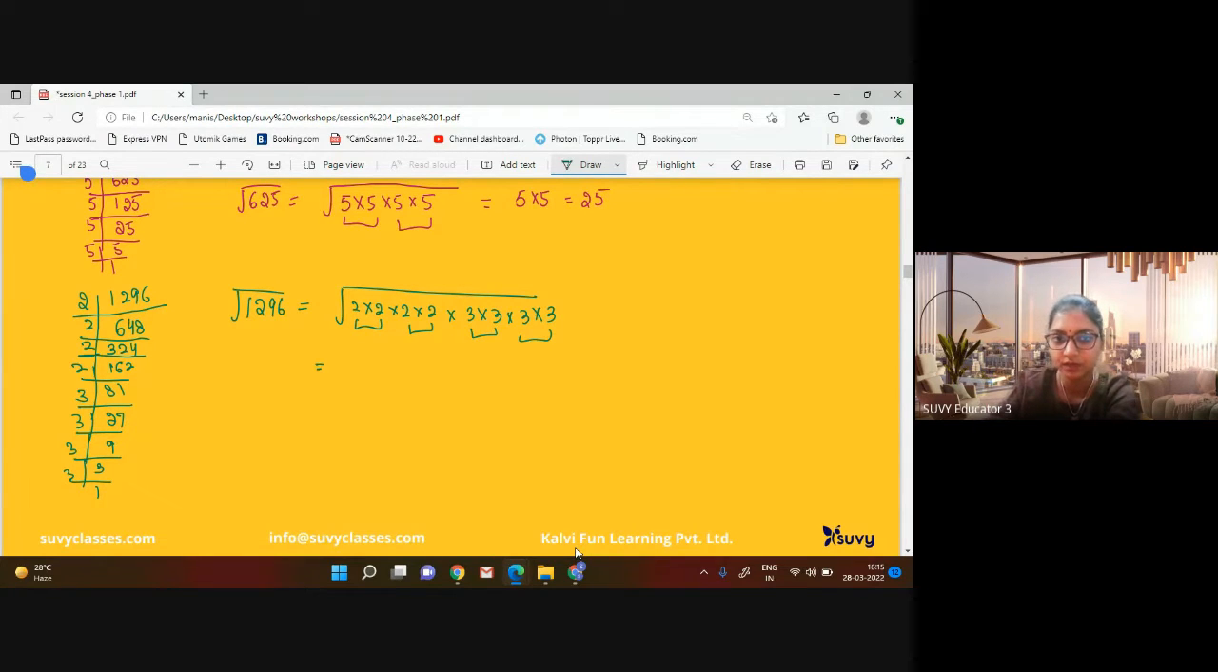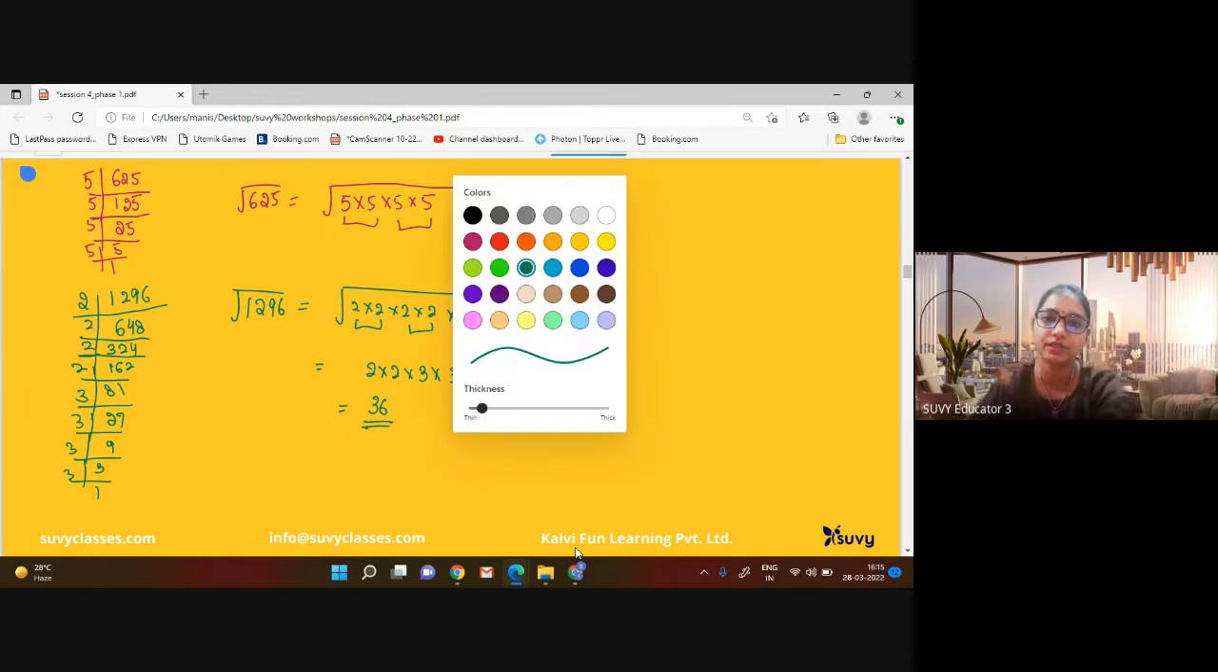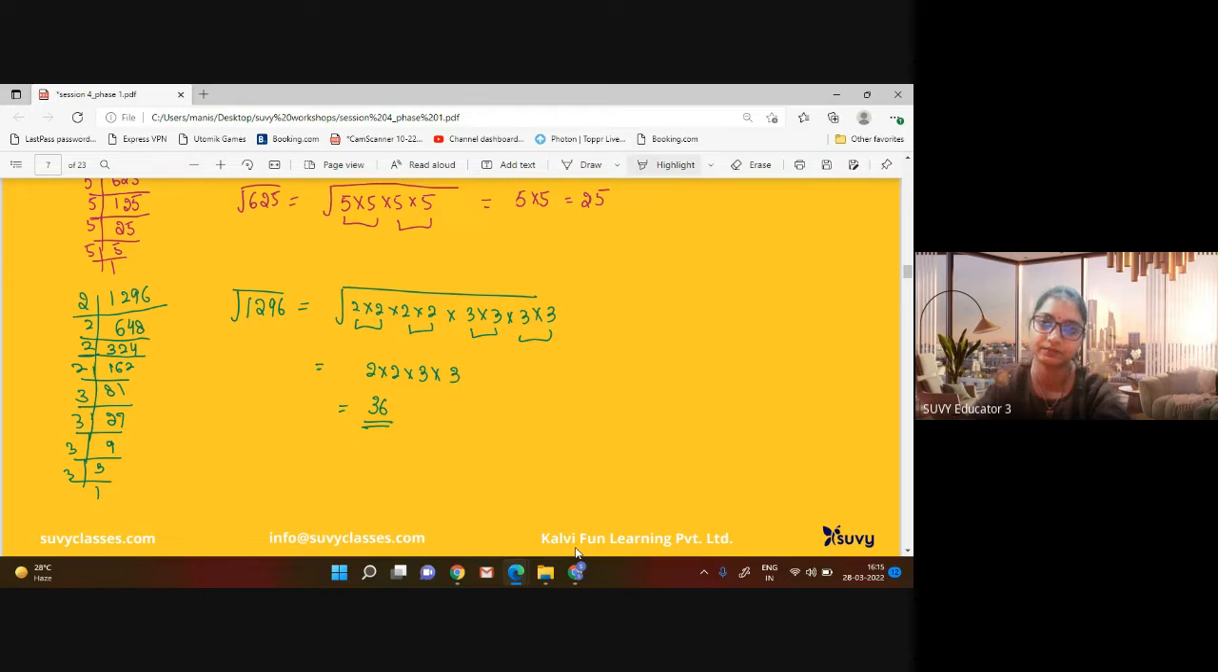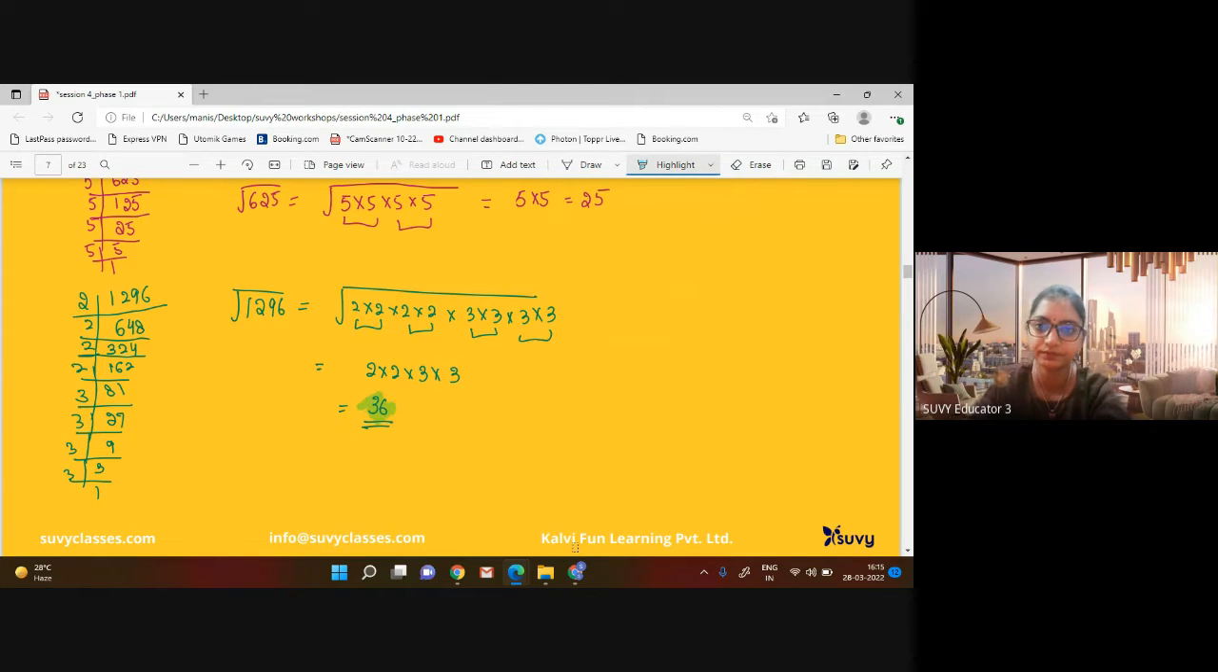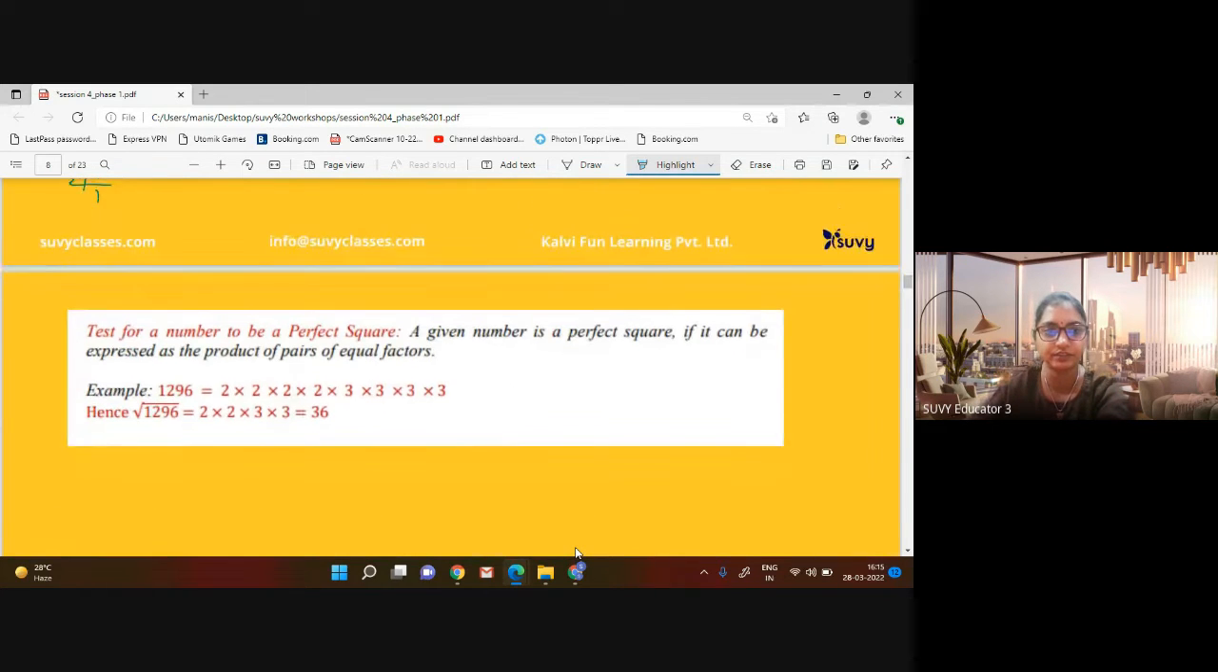So it will become 2 into 2 into 3 into 3. So the answer is 36. So the answer for this question is 36. Any doubt, any confusion? So this is a way how you can use factorization.